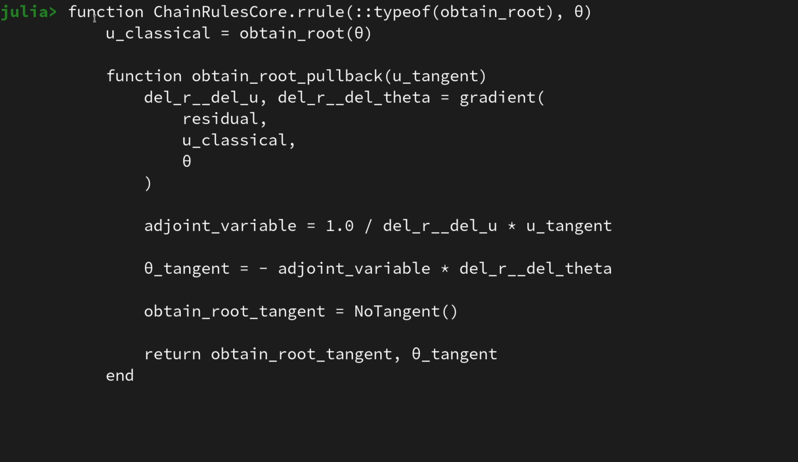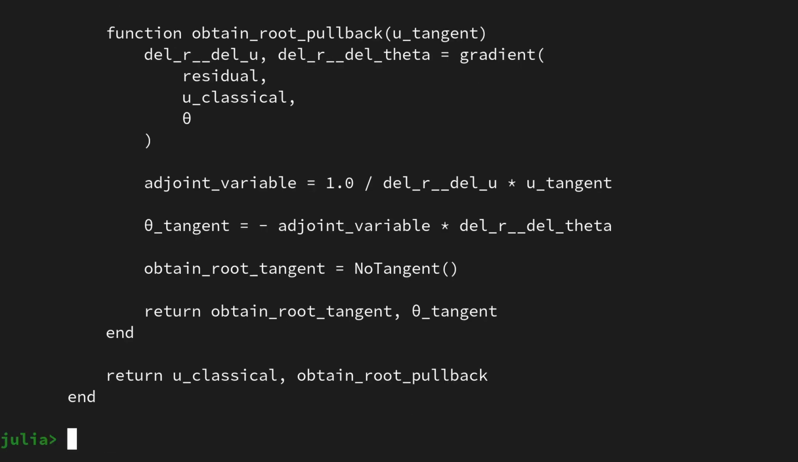And as part of the bigger function, the reverse rule, we will now return the u classical, which is the classical forward evaluation of the function we want to create an adjoint rule for, as well as our pullback function that we just created. So obtain root pullback. And then let's have an end here. Here we go. Now we have that implemented.